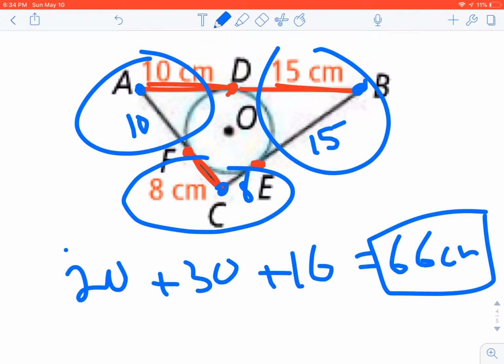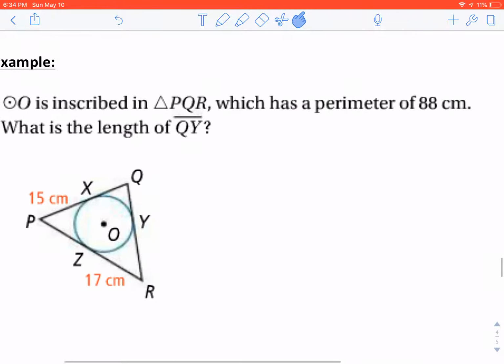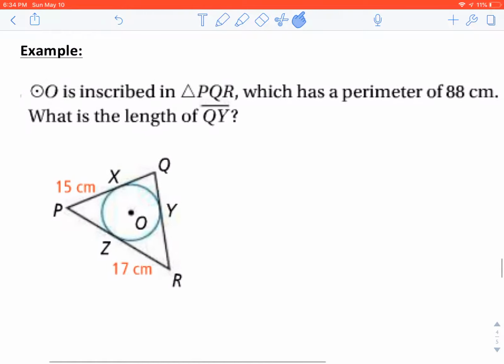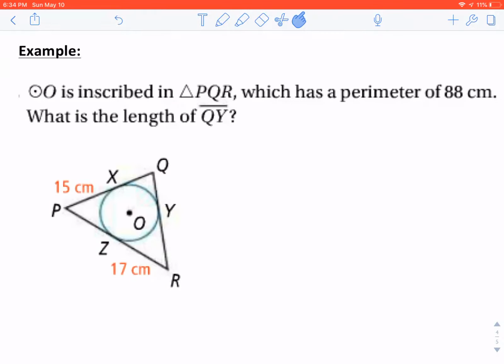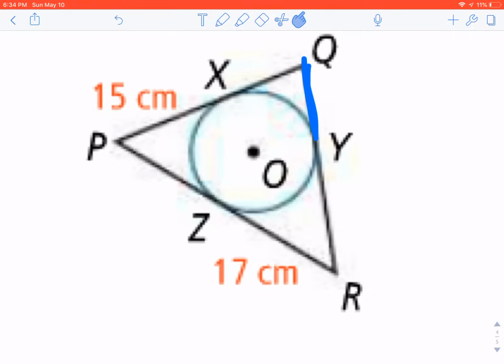Okay? Now, I would tell you to try the next example on your own. However, it is slightly different, so I'm going to advise that you not. You're welcome to try, but I'm going to advise that you don't because the directions change slightly. In this case, the directions are telling me that, again, the circle O is inscribed in triangle PQR. Cool, that's the same. But now it tells me the perimeter is 88 centimeters. They are asking specifically for the length of QY. Now, again, the inscribed business is the same thing, okay? So I can apply that same logic here.